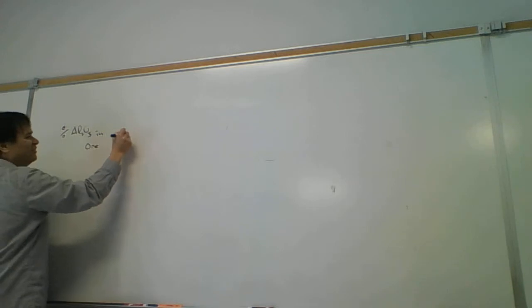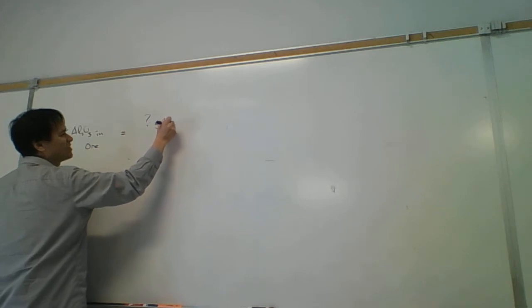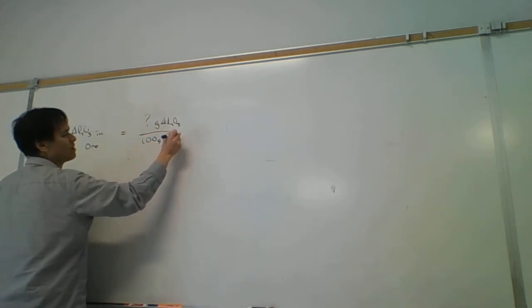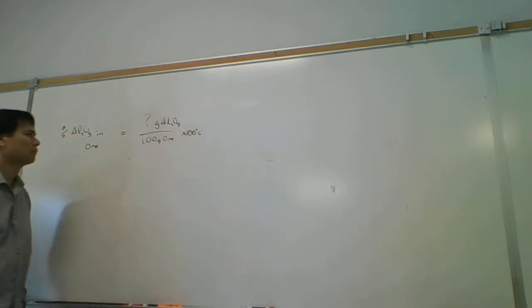The percent aluminum oxide in ore is going to equal the grams of aluminum oxide per 100 grams of ore, times 100%. That's it.